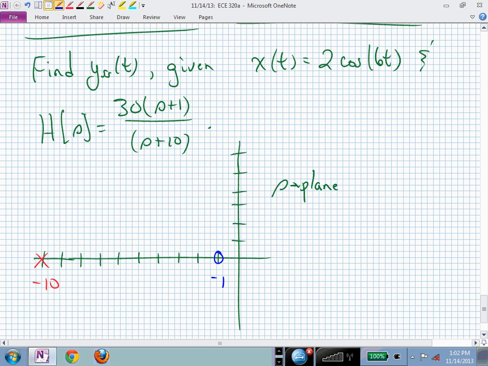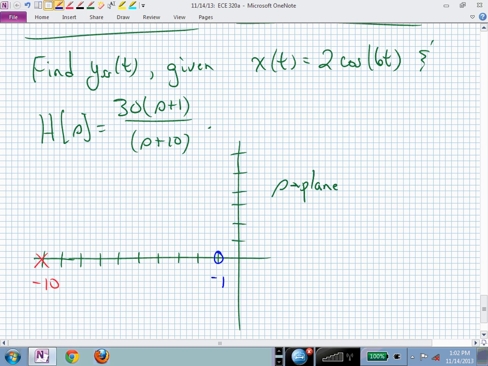Is this a stable system? Is it minimum phase? Do you remember what minimum phase means? Is it stable and are all of my zeros in the left half plane? That's a minimum phase system. Is it minimum phase? Yes. So we have a stable minimum phase system. Those are well-behaved systems. Those are nice systems.